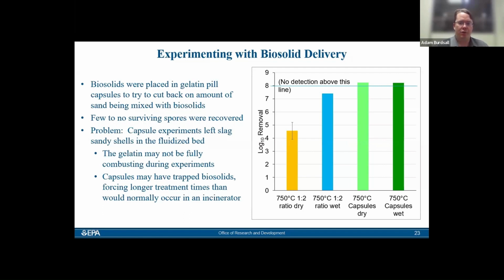We also saw few to no surviving organisms, as you can see in our green series here. But there was a problem. These capsule experiments left sandy slag shells in the fluidized bed sample after each experiment. It suggested that the gelatin may not have burned up during the experiments and may have prolonged the sample's exposure to the intense heat beyond what would normally be experienced in the full-scale incinerator. This doesn't really help us solve our problem of seeing what the result would be without added sand, but it does seem to highlight the importance of sample contact time.